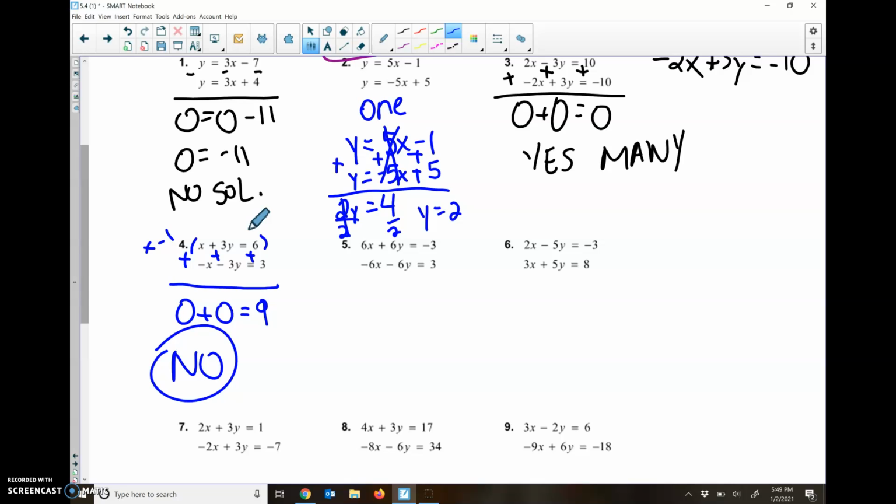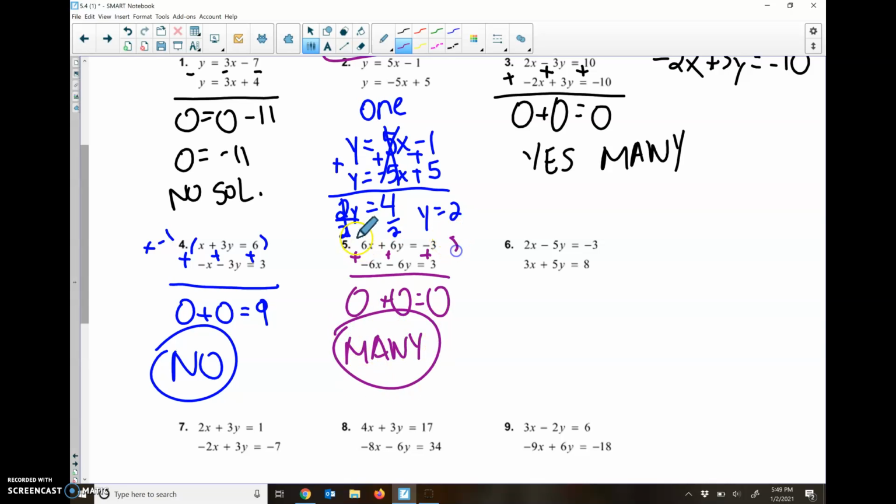Okay? Here, same thing. Let's add to get everything to eliminate. 6x plus a -6x is 0. 6y plus a -6y is 0. -3 plus 3 is 0. Well, 0 plus 0 equals 0. Yes, it does. So this is a many solutions. Or again, same thing. If I multiply this top side by -1, it will look exactly like that bottom side.